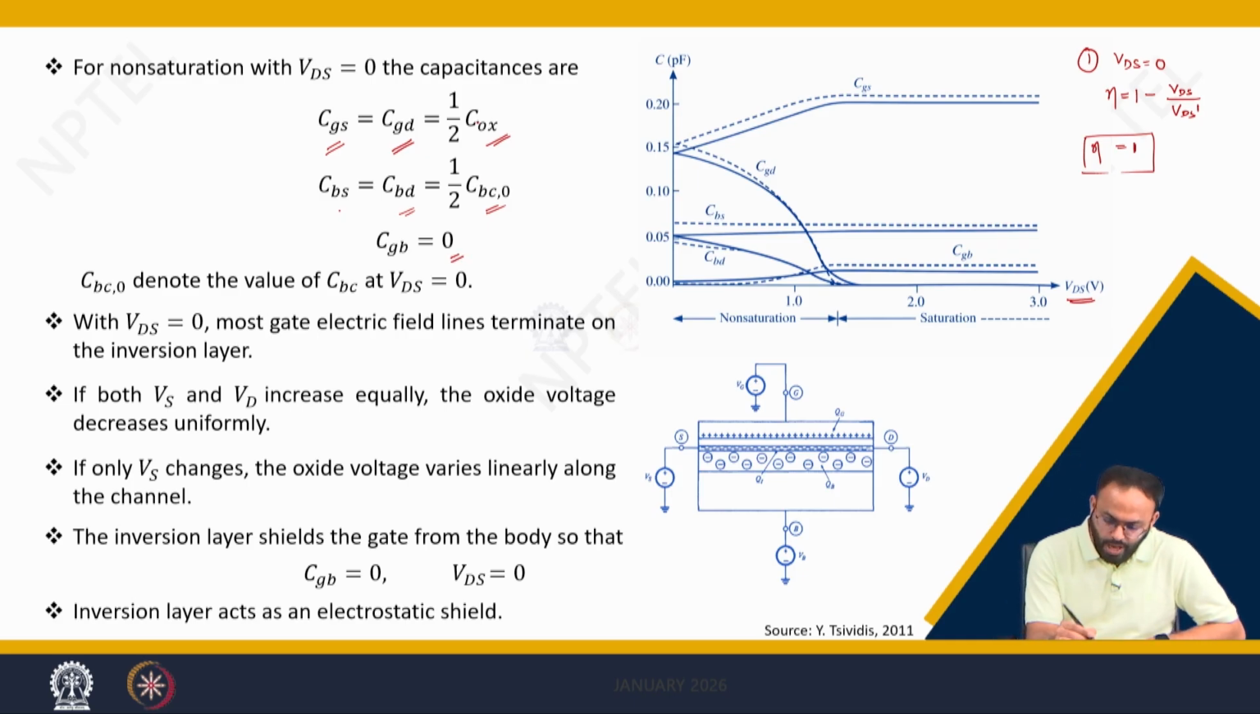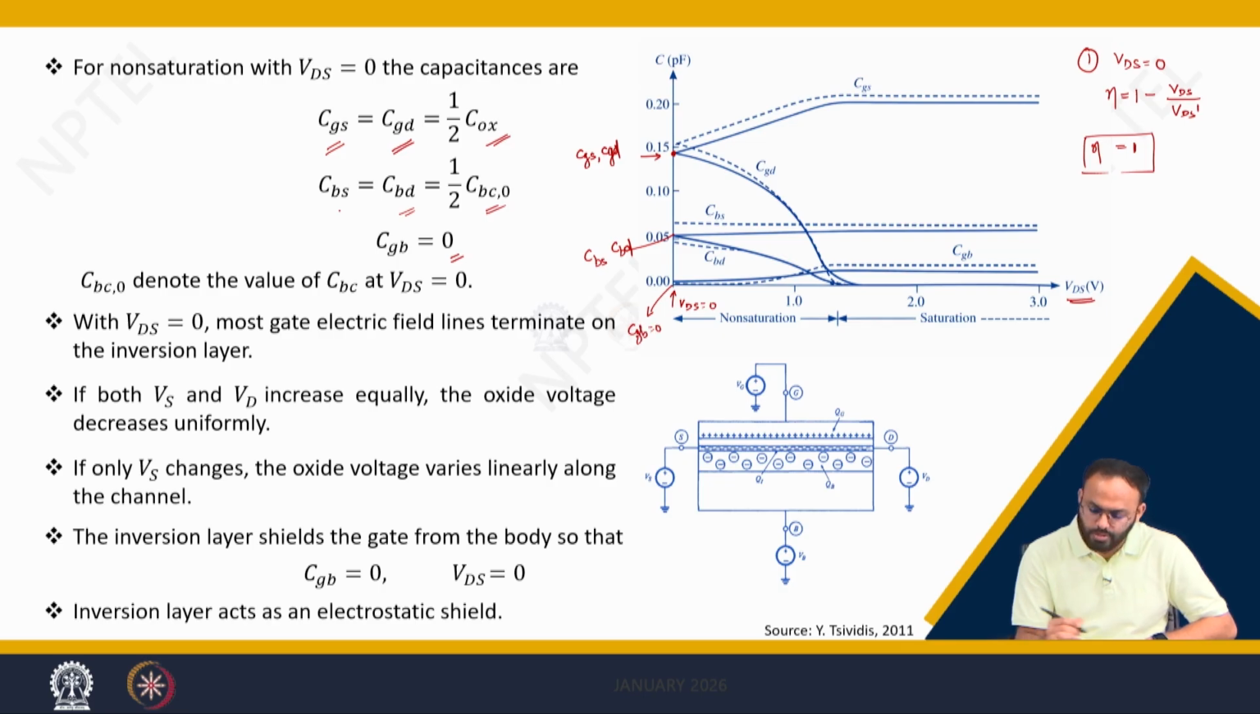So we just mark these points here at VDS is equals to 0. This is the point which shows CGS and CGD. This is the point which marks as CBS and CBD, and this is the point which shows CGB is equals to 0. Now why it is so?